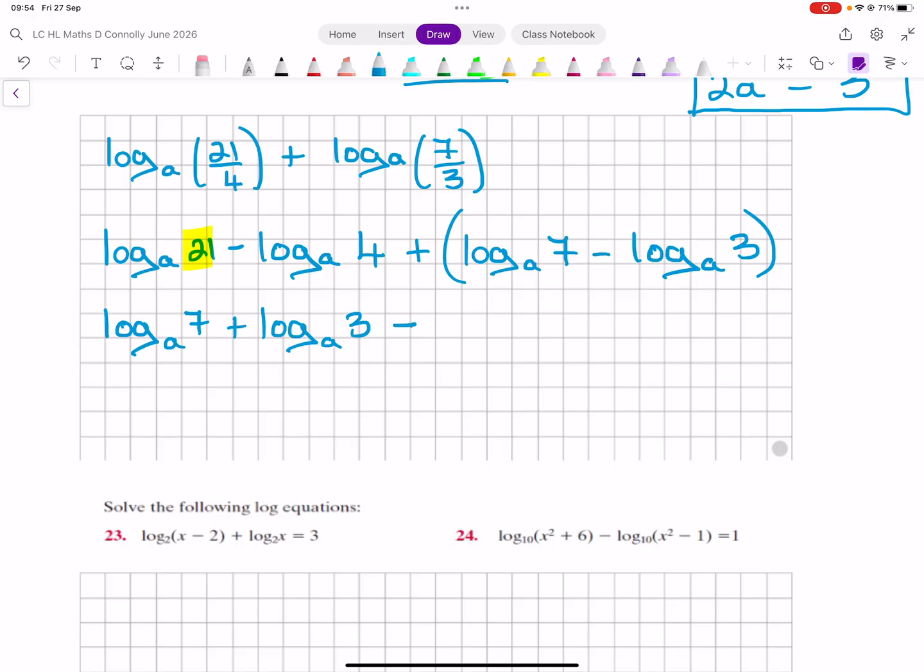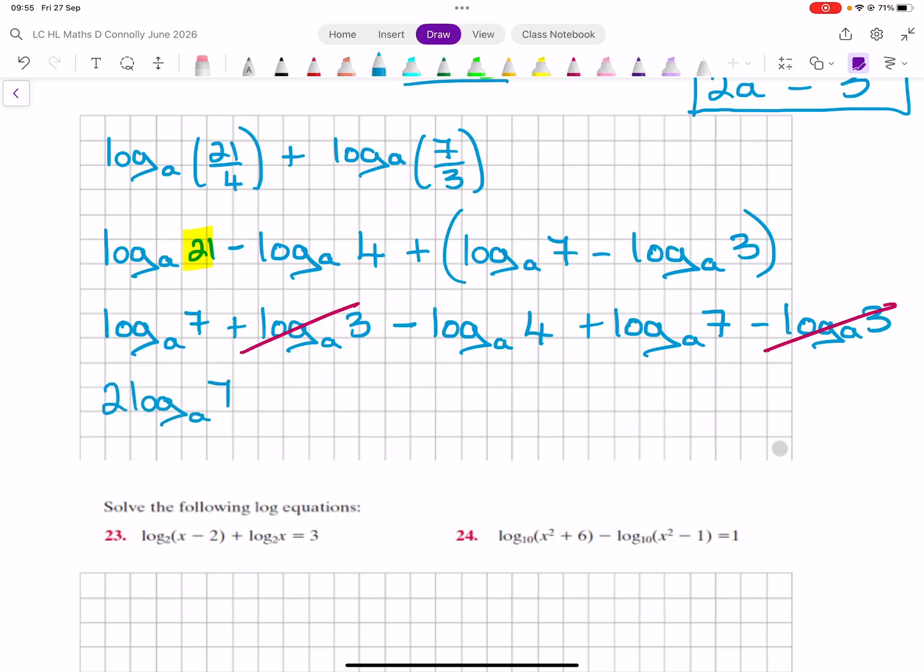minus log to the base A of 4 plus log to the base A of 7 minus log to the base A of 3. So these cancel, and I've got 2 of those. So 2 log to the base A of 7 minus log to the base A of 4.